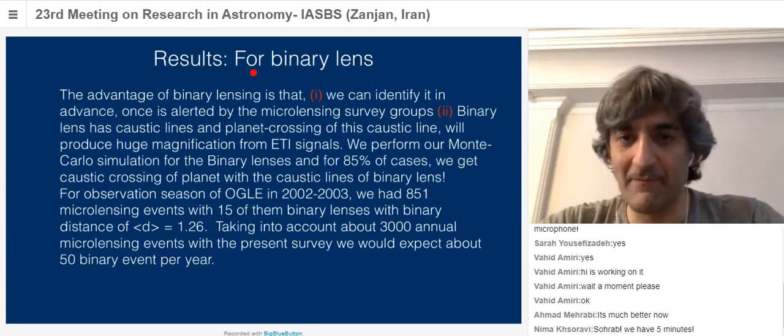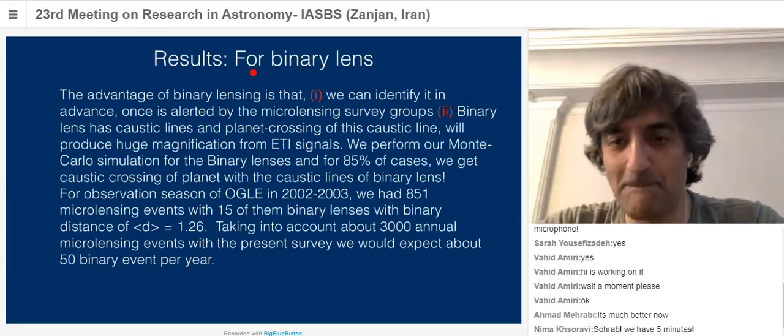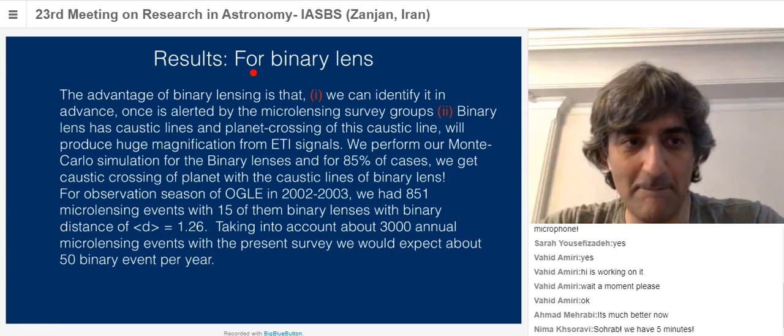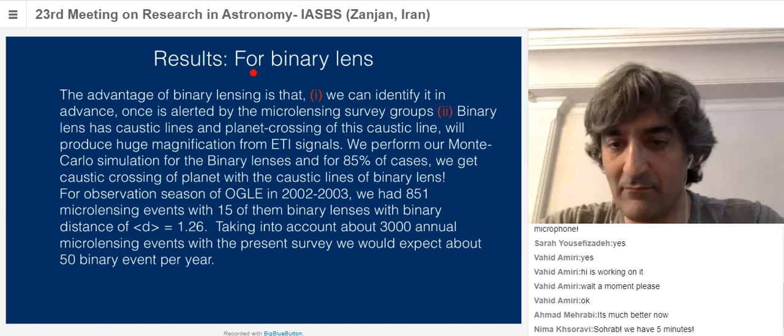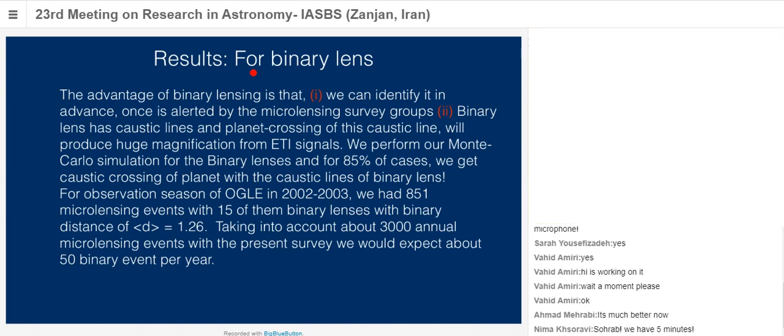And this is my last slide. The main result is that for binary lenses, the probability of detecting the signal is really high. The reason is that we can identify binary lenses in advance. During the microlensing surveys, we can identify the binary lenses in advance, and once they are alerted, we can follow them up. Binary lenses have caustic lines, very extended caustic lines.